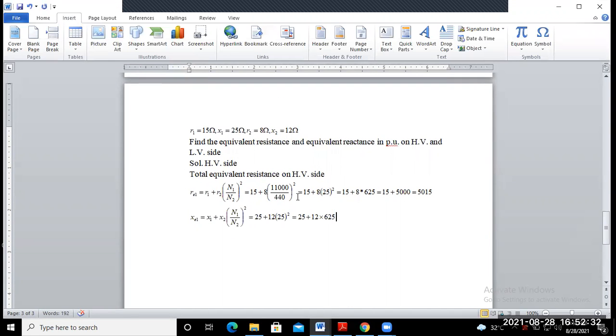Now just simply find out the base impedance on the high voltage side and just divide this quantity, 5,015, and this one by the base impedance of the high voltage side. Then you will get these quantities in per unit. Okay. So you may practice a lot of problems based on this one. Okay.